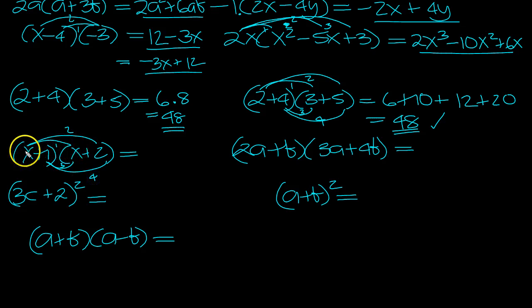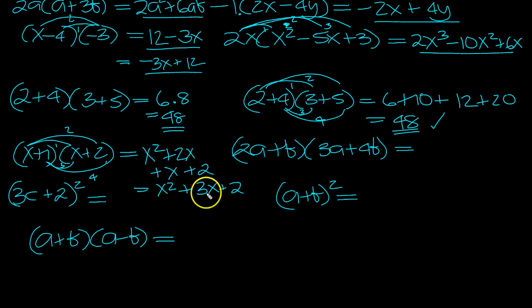First line, x times x is x squared. Second line, 2x. Third line, 1x. And then the fourth line, 1 times 2 is 2. So we get x squared plus 2x and x is 3x plus 2. So that's what we get for that one.